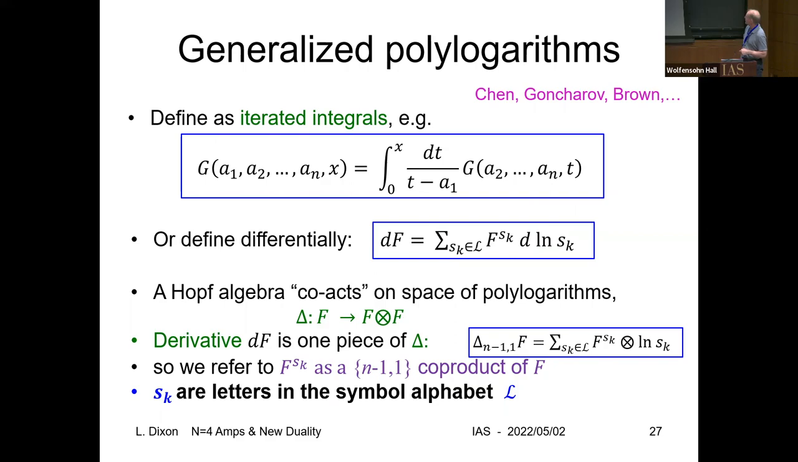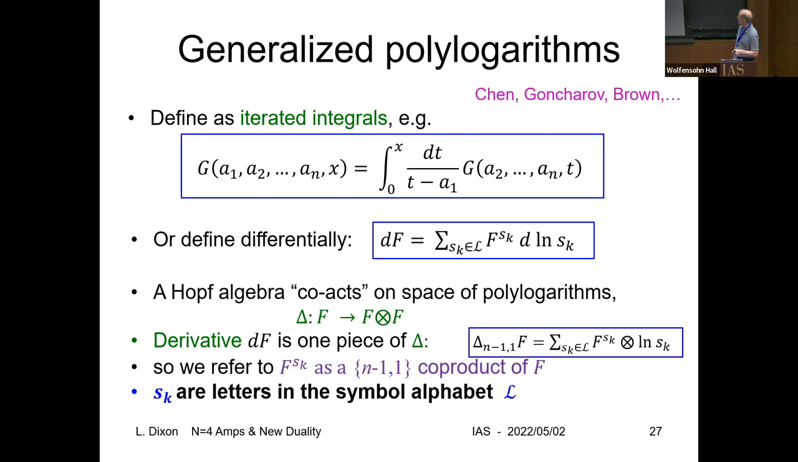These generalized polylogarithms have been introduced and studied by mathematicians Chen, Goncharov, and Brown. And they can be defined as iterated integrals, where instead of just integrating dt over t all the time, like we do for the classical polylogs, we allow it to be dt over t minus a1, where this could be some function of the kinematics as well as x.